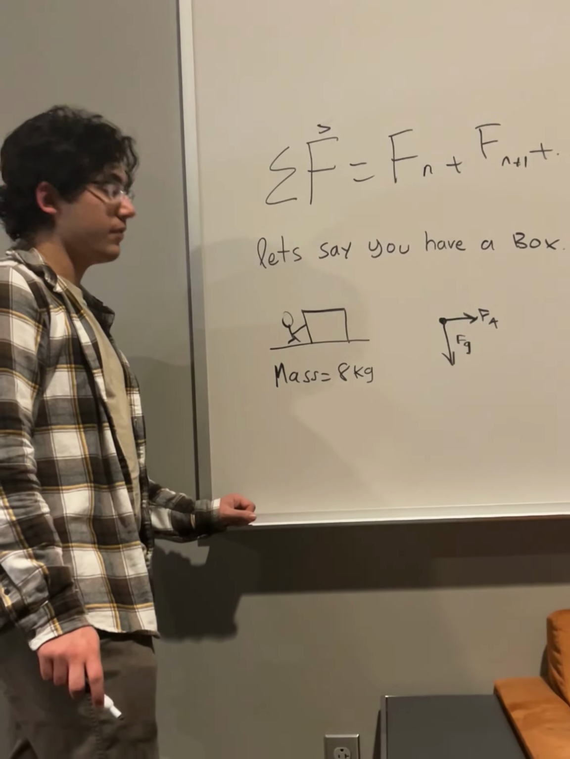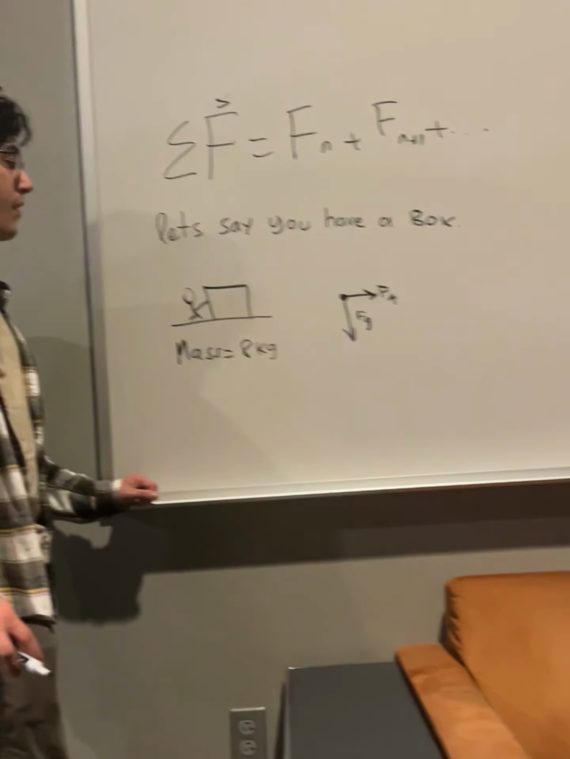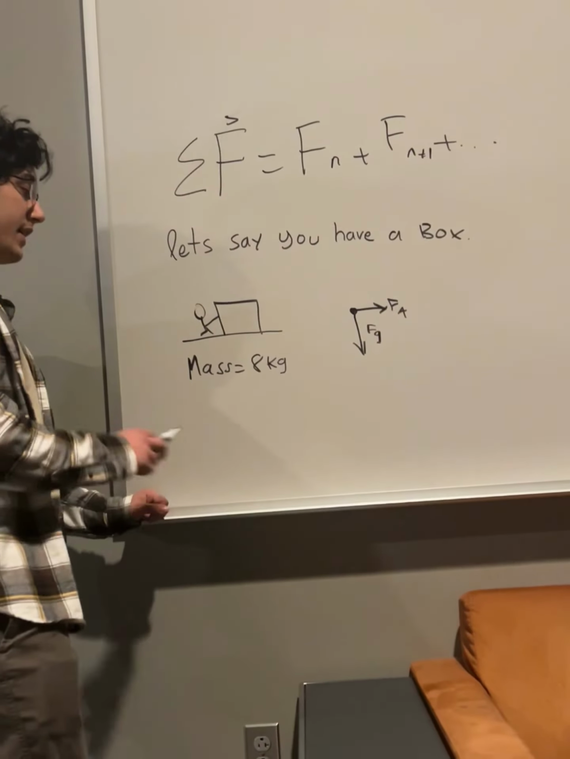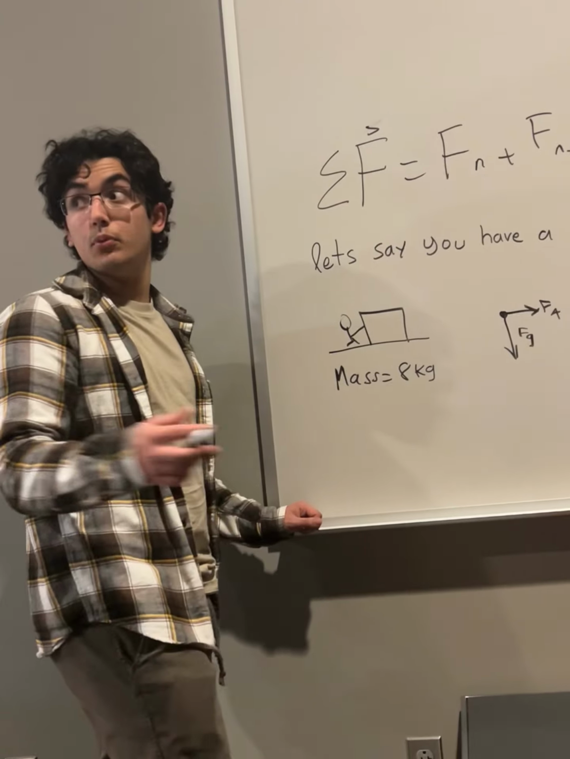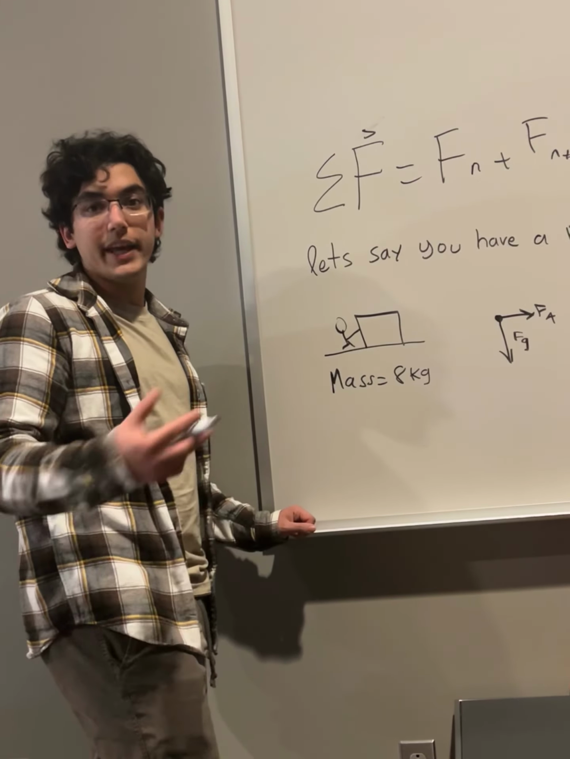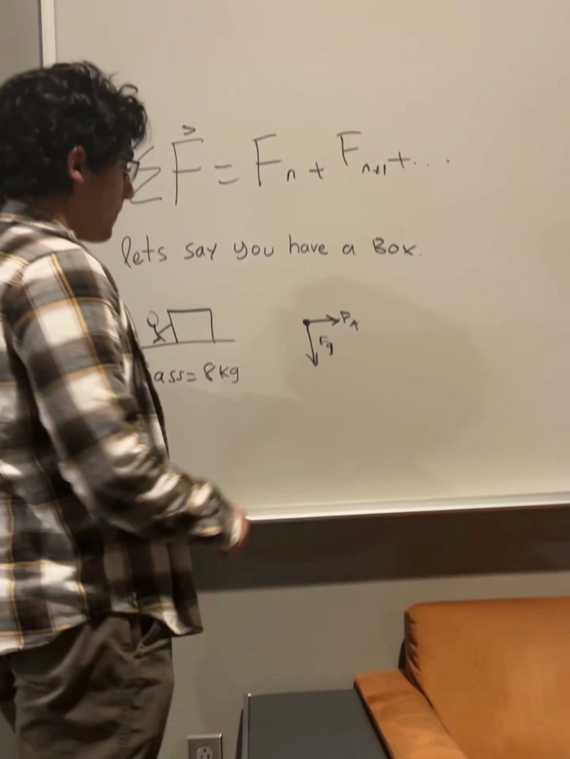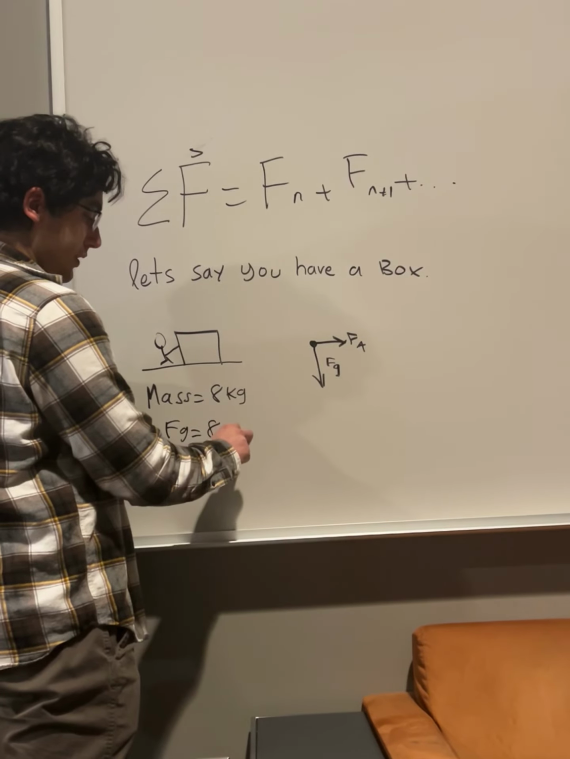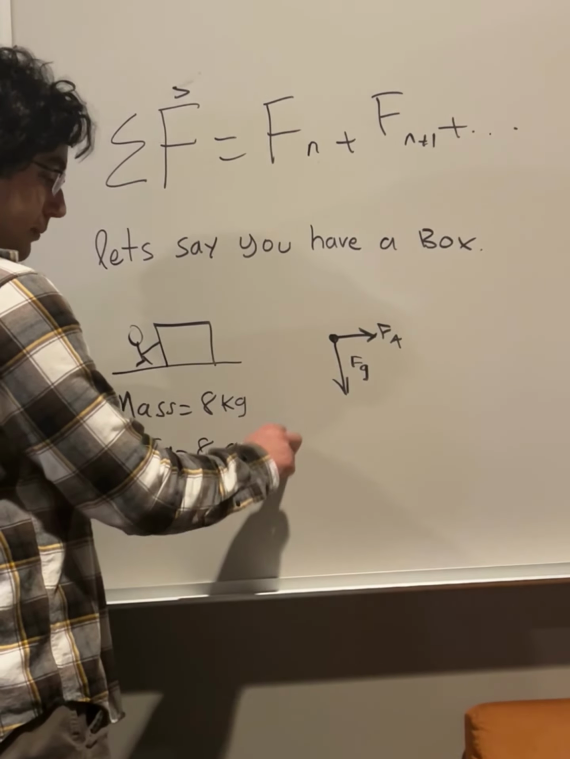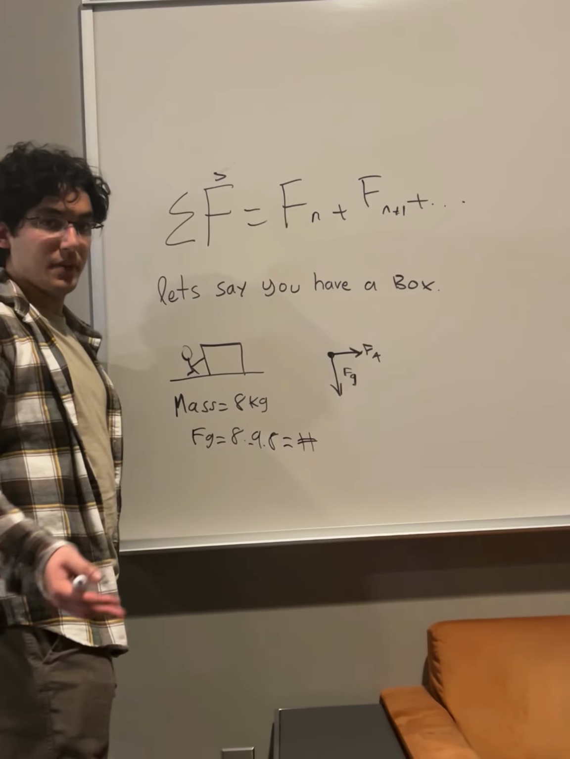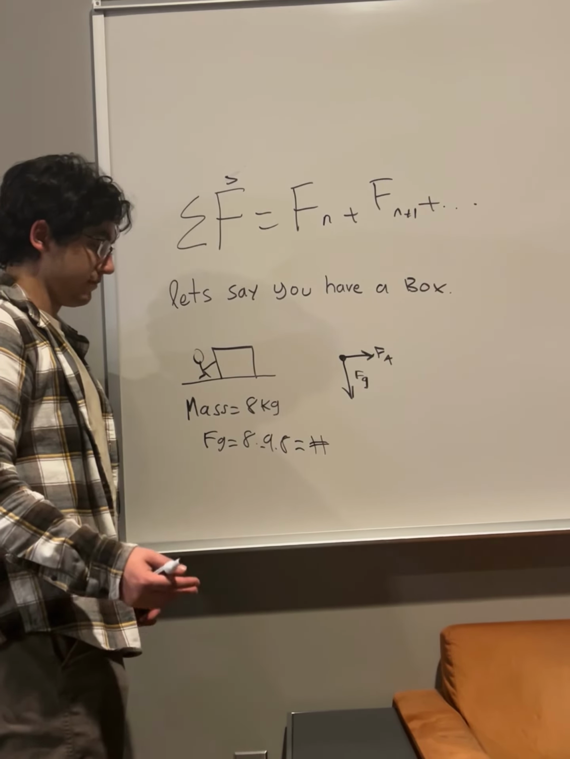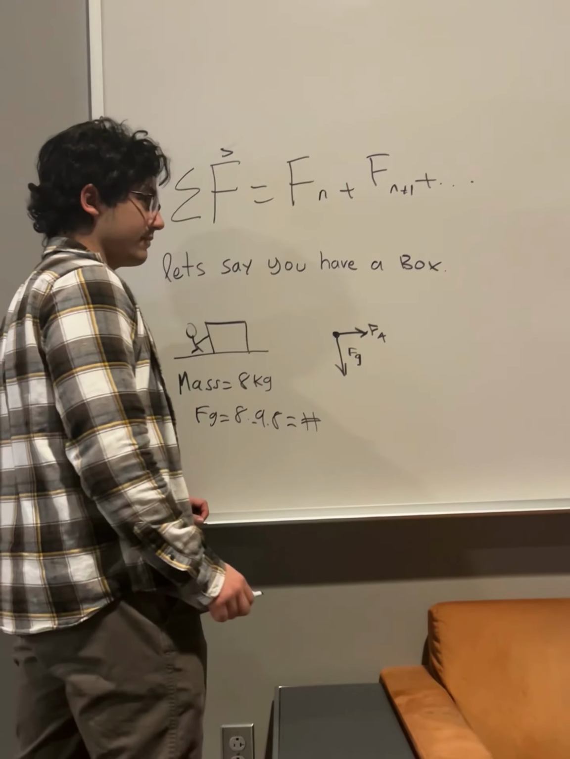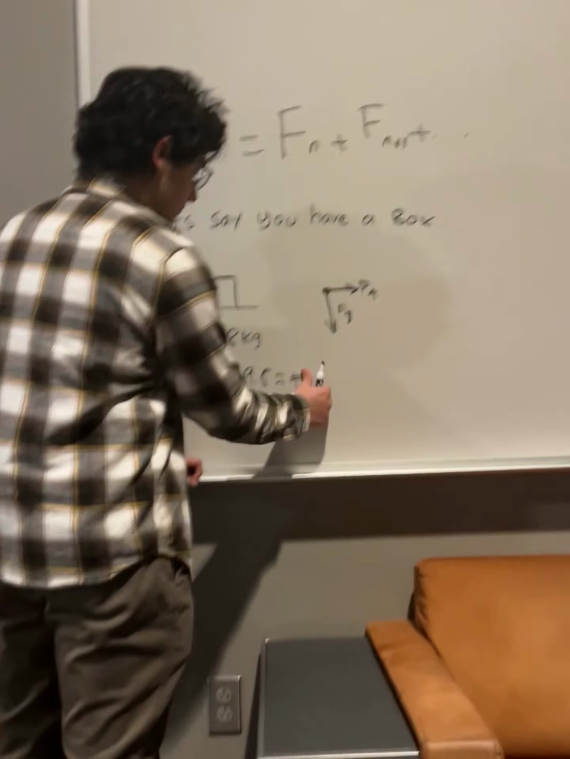So, Professor Bird, where does mass go? Mass, so force of gravity is defined as mass times gravity. So you do 8 kilograms times gravity, which is negative 9.8 meters per second squared. So Fg would end up being 8 times negative 9.8, which equals some number. It's going to be like whatever 80 is minus 1.4. 79.6. 78.6.